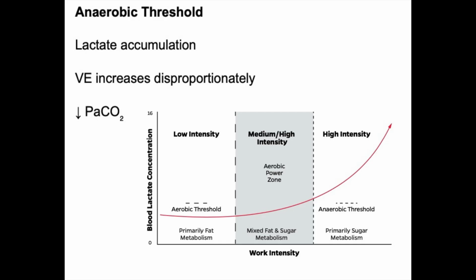Lactate itself isn't the villain here. Hydrogen ions are. So the rise in hydrogen ions will then lower the pH, and that stimulates ventilation. Ventilation now increases disproportionately compared to oxygen consumption. So PaCO2 actually drops because hyperventilation exceeds CO2 production. So anaerobic threshold is identified by rising lactate, disproportionate increase in minute ventilation, and decreasing PaCO2. This is a predictable physiologic transition, and it ties directly into the acid-base balance.